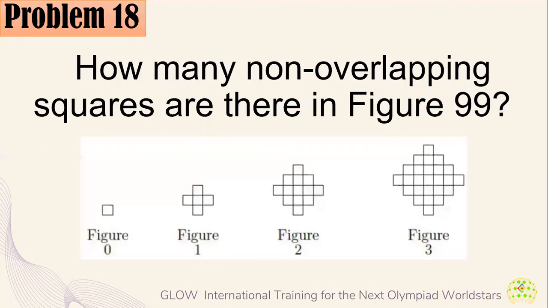Number 18. How many non-overlapping squares are there in figure 99? Take a look. In figure 0, we have that. Figure 1, figure 2, figure 3, and so on. What do you think? Pause the video if you wish, and if you are ready, I will reveal the answer in 3, 2, and 1.